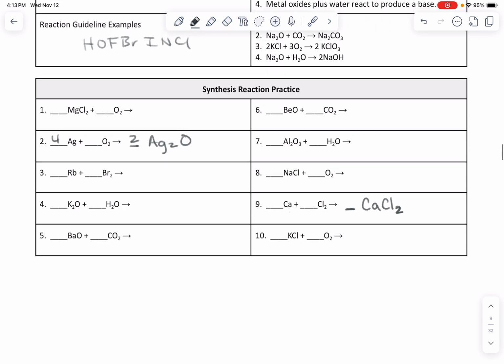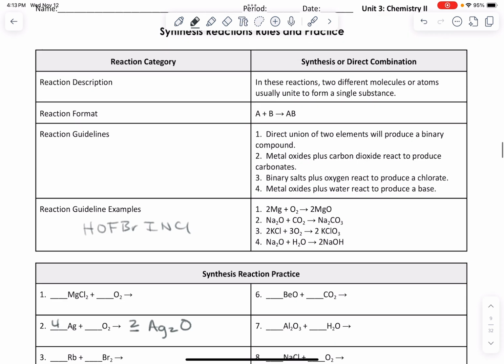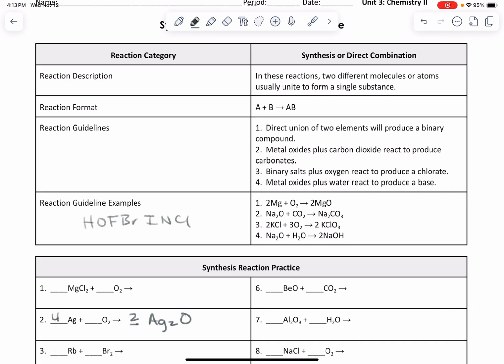All right, number 4. My synthesis. Oh, there we go. Hang on a second. Let me get to the right. Not number 4. I was on the wrong key. Let's take a look. Here we go.